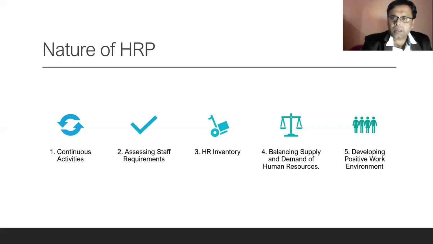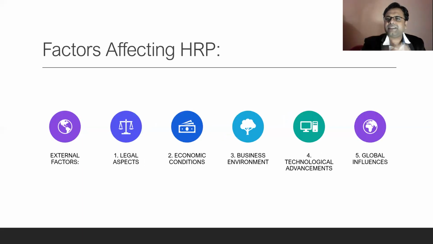Right. Next one is factors affecting the HRP. What are the external factors that affect the HRP? Number one, the legal aspect. Definitely, wherever we are working, we need to maintain the legal aspects of that particular geographical area, particular nation, particular city. We need to follow that. So based on the legal aspects, we need to change our human resource planning policy.